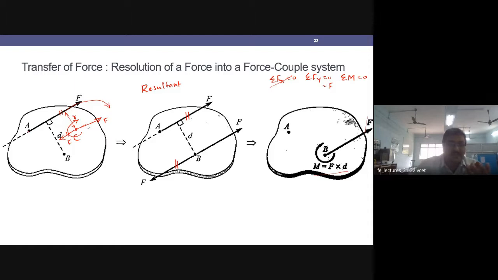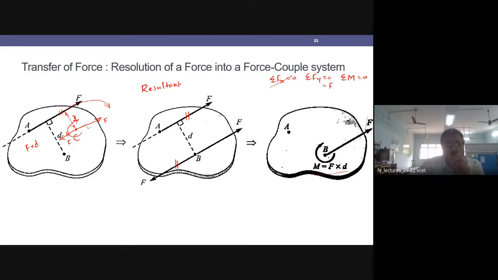When the force was acting through A, what is the total moment acting about point B? That was F into d. So that was already there. But now what change is happening? That force F, which was previously acting through the point A, the line of action was through A. Now that force F has a line of action through B.